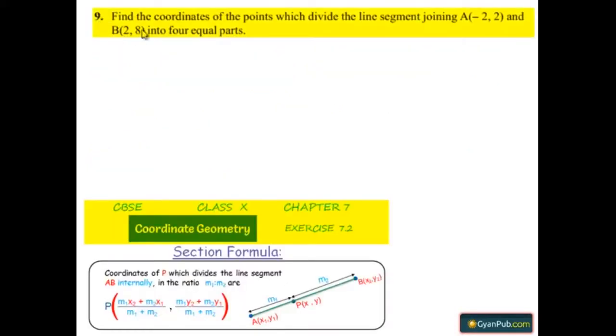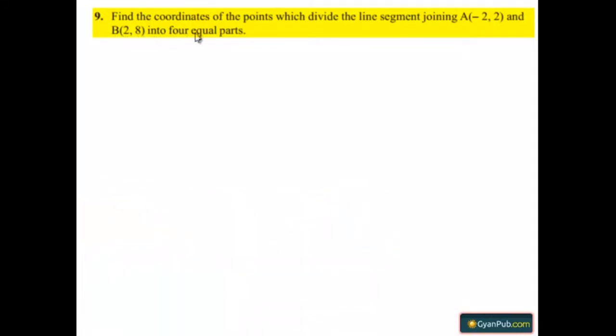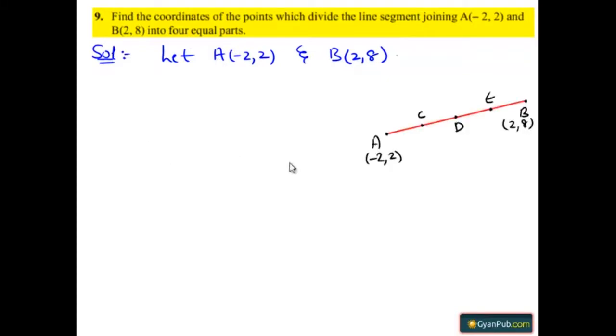Coming to the ninth question, find the coordinates of the points which divide the line segment joining A minus 2, 2 and B 2, 8 into 4 equal parts. Moving on to the solution, let the given points be A minus 2, 2 and B 2, 8. We need to find the coordinates of the points which divide line segment AB into 4 equal parts. Let C, D and E be the points such that AC equals CD equals DE equals EB.